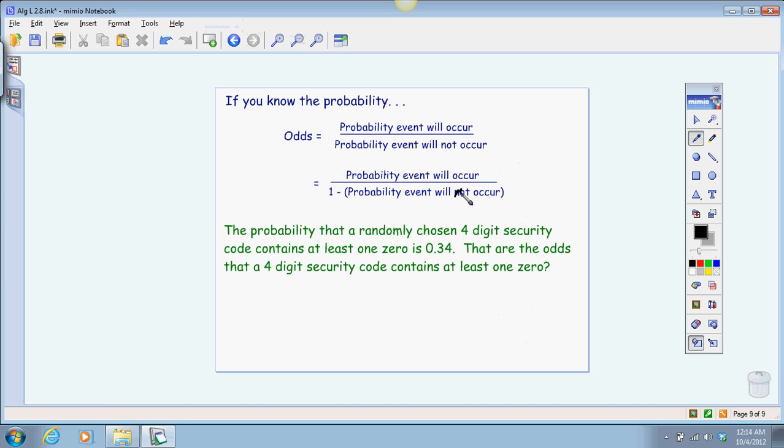And I'm sorry, this should say will occur here. I apologize for that. The odds are the probability the event will occur over 1 minus the probability the event will occur.